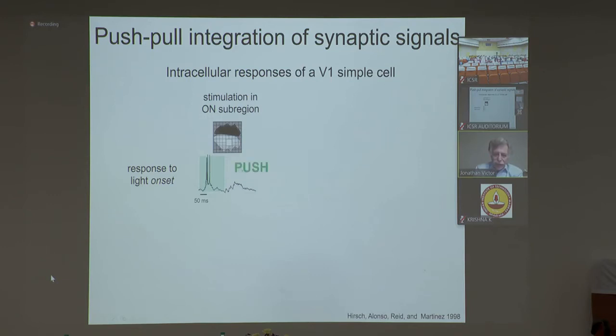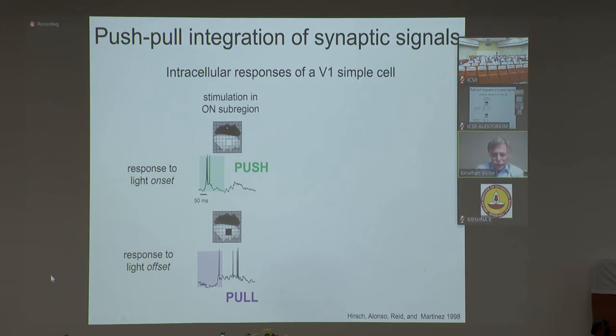But now they call this a push response, that the thalamus was pushing the cell to respond. But then they could do the experiment of turning light off in this region in which the cell responds well when light goes on. So when it turns light off, of course, the cell wouldn't fire, which is what you see here. But in addition, the cell became hyperpolarized. The cell received inhibitory inputs that didn't result in a change in firing, but did result in a change in membrane potential, essentially making it harder for that cell to fire. So intracellular signals that prevented firing were caused by presenting light of the wrong polarity in this on region. And so they call this a pull because it pulled the cell away from firing.